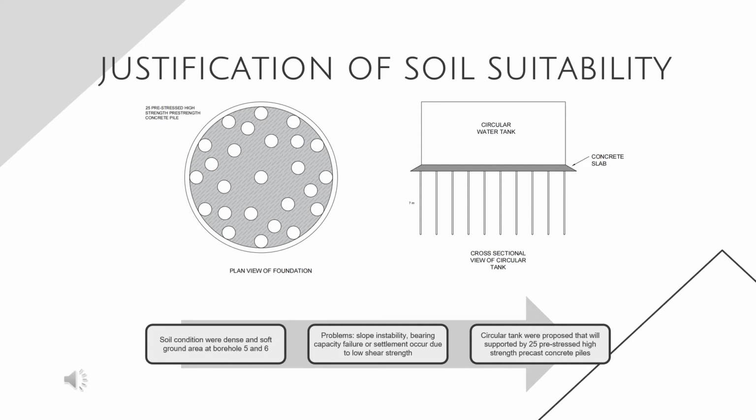For our group, we propose the circular tank will be supported by 25 pre-stressed high-strength pre-cast concrete piles, which are 7 meters long. At the top, the pile will be embedded with a thick concrete slab in order to strengthen the foundation of the soil.